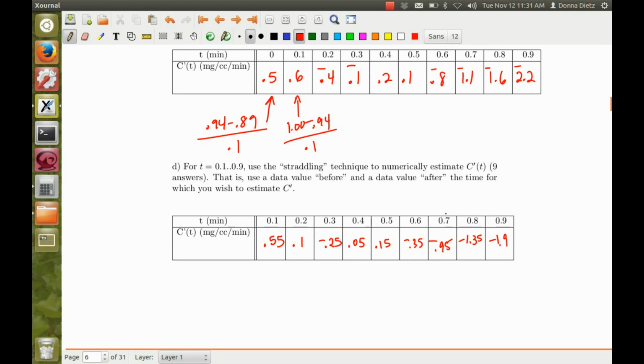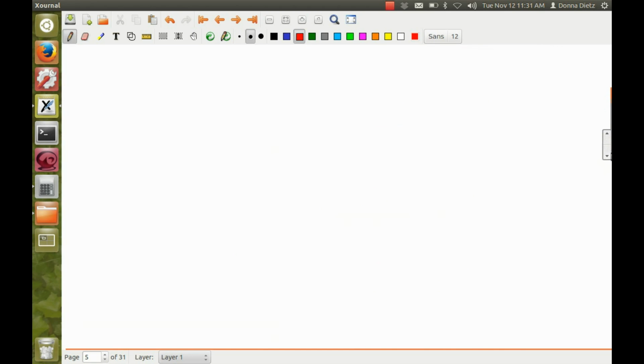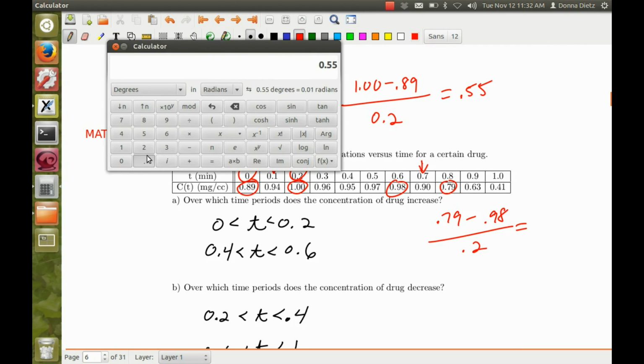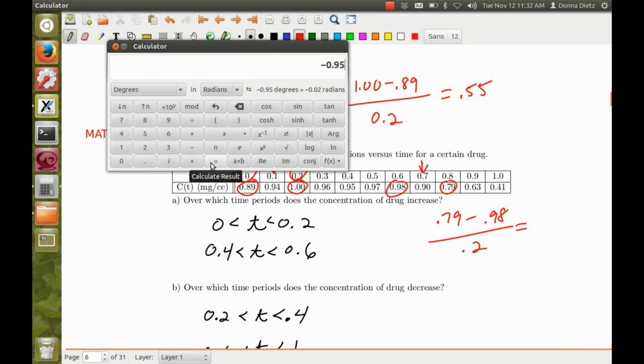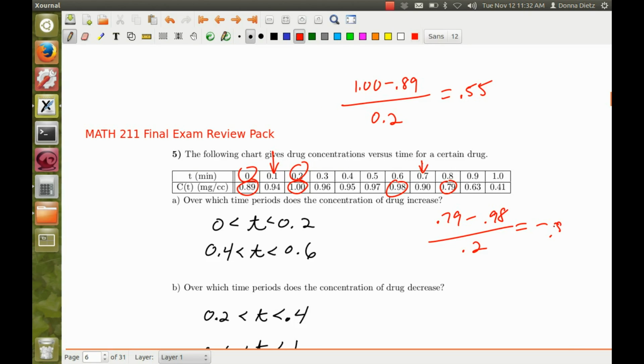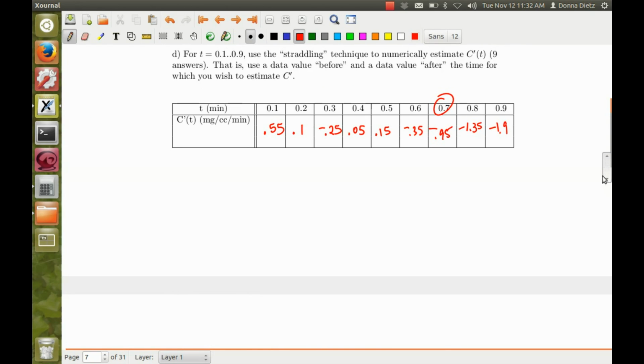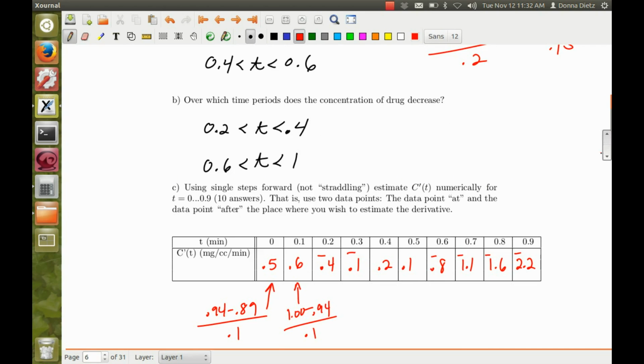Here we go. And all those will work the same way. Let me just pull one out, like 0.7. Let's try that one. Okay, 0.7, we're going to straddle. We're going to say 0.79 minus 0.98 divided by 0.2 and see what that equals. 0.79 minus 0.98 equals, divided by 0.2 equals minus 0.95. And that's what we got. So, yep, 2 different ways of getting that sequence.